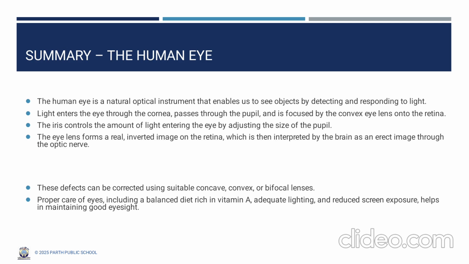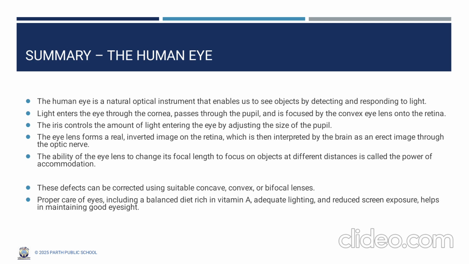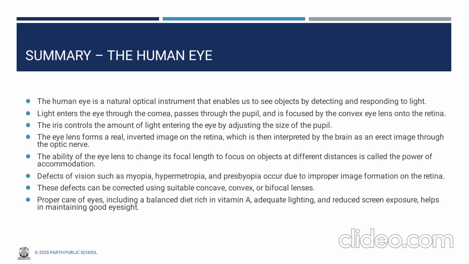The eye lens forms a real inverted image on the retina, which is then interpreted by the brain as an erect image through the optic nerve. The ability of the eye lens to change its focal length so that we can see nearby as well as far objects clearly is called the power of accommodation. We also have defects in the eye, some of which are myopia, hypermetropia, and presbyopia. These defects can be corrected by using lenses. Obviously, we use spectacles, which consist of lenses. According to the defect, we can use lenses to correct them.